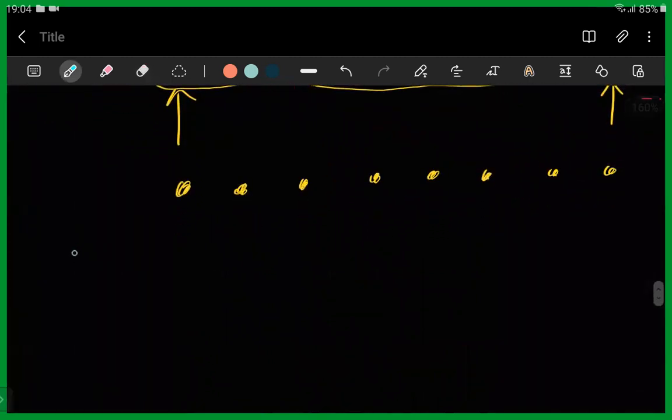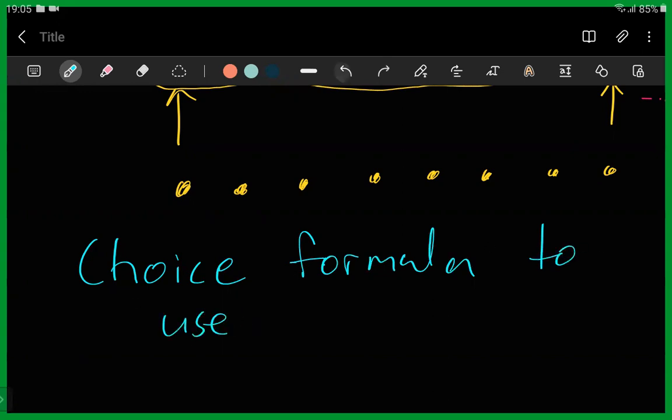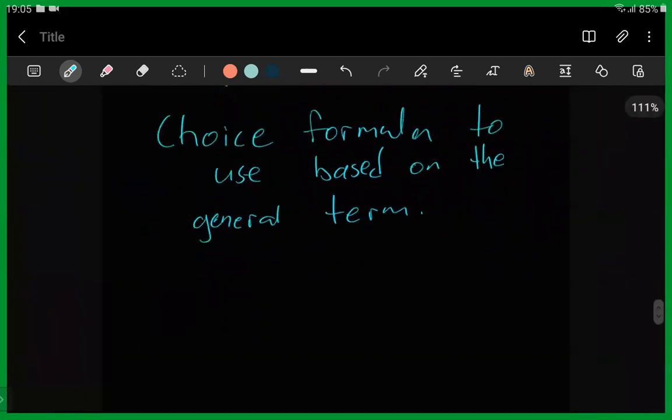You need to choose which formula to use based on the general term.